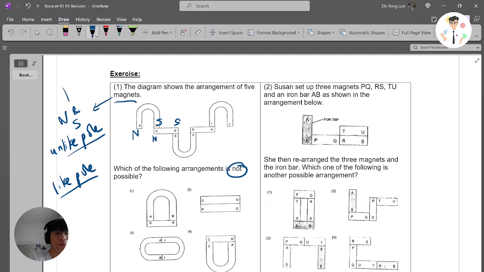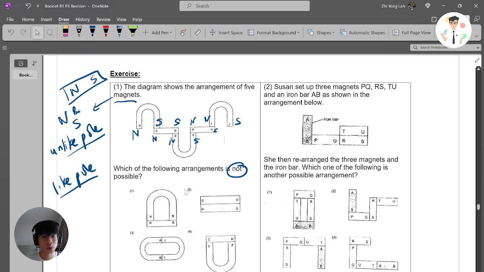Again, because in one bar magnet or one U magnet, if one side is N, the other side is S. So if here is S, here is N. If here is N, here is S, N, S, N, S. So with that, we can try to figure it out. Again, we're not sure whether that is N or S, but we're just assuming based on that.